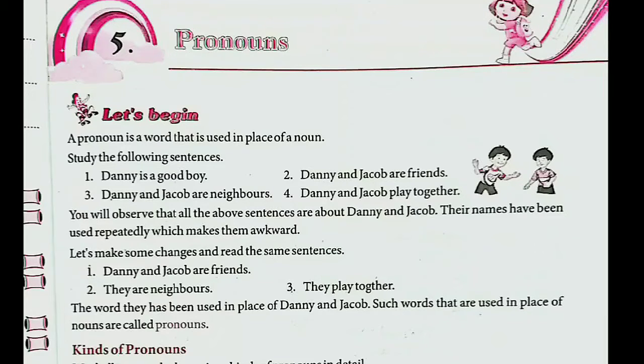So, in place of the noun, in place of the names Danny and Jacob, we will use they. Danny and Jacob are friends. They are neighbors. They play together. They go to school together. So it looks good. The word they has been used in place of Danny and Jacob. Such words that are used in place of noun are pronouns. जो noun की जगह पर ऐसे हम यूज करते हैं वैसे words pronoun हैं. यहाँ पर they is a pronoun.